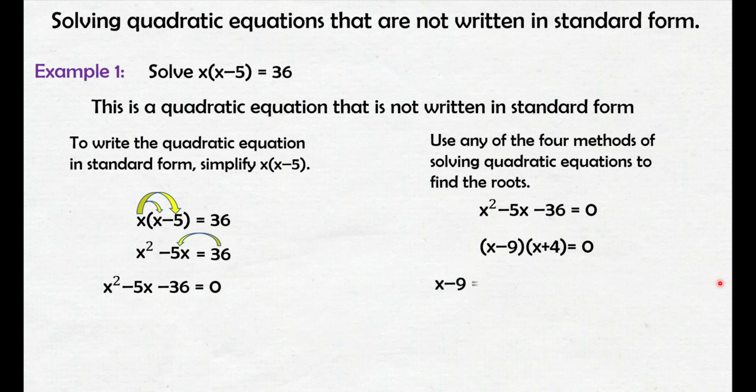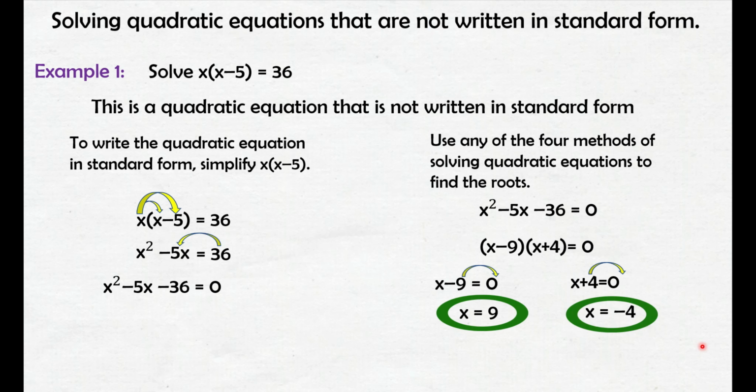Okay? And then, by zero product property, equate lang natin yung dalawang factors sa 0. And then, solve lang natin. Transpose negative 9 sa right side, makuha natin is x equals 9. Transpose si 4 sa right side, makuha natin is x equals negative 4. So, yung 9 at negative 4 ang magiging root or solution nitong given quadratic equation na x times x minus 5 equals 36.